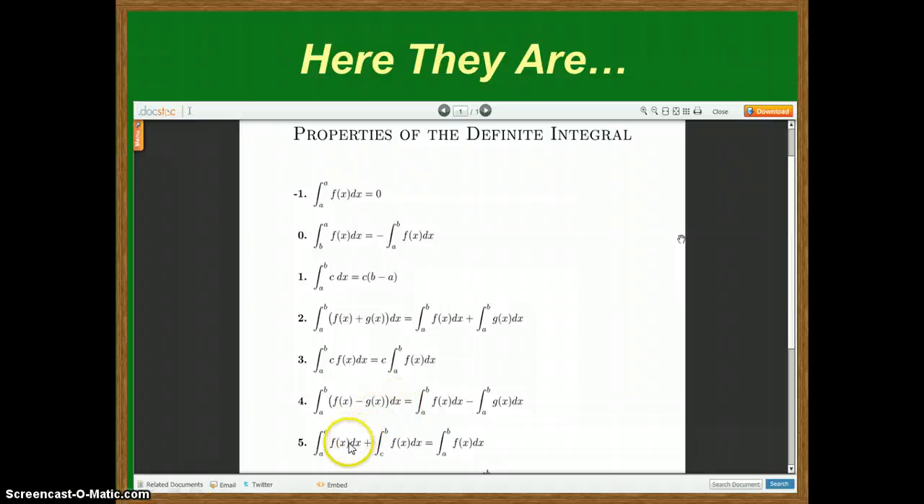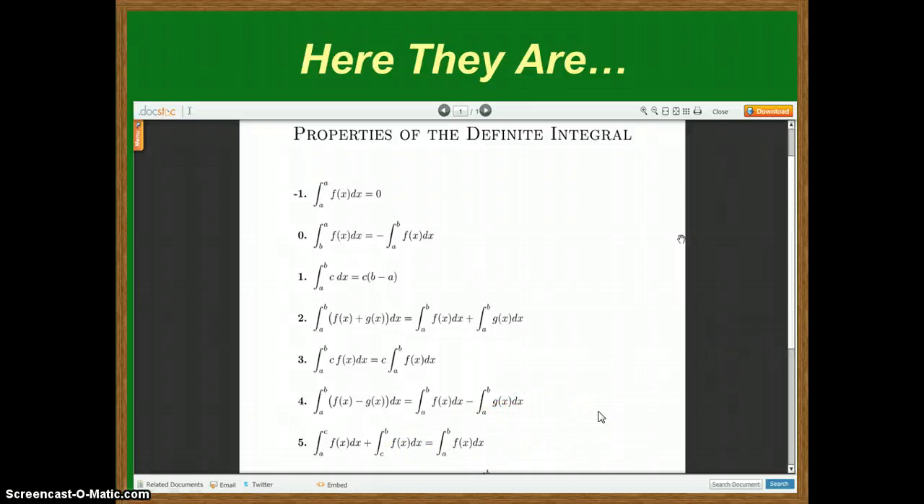Okay, and the last one, number 5, which is where they made their mistake, really this should read that the integral from a to b plus the integral from b to c, c should be on top here, equals the integral from a to c of f of x. Okay? So if you think about on the x-axis, if I go from 5 to 9, I'm just saying the integral from 5 to 7 plus the integral from 7 to 9 is the same as the integral from 5 to 9, as long as the function is the same.